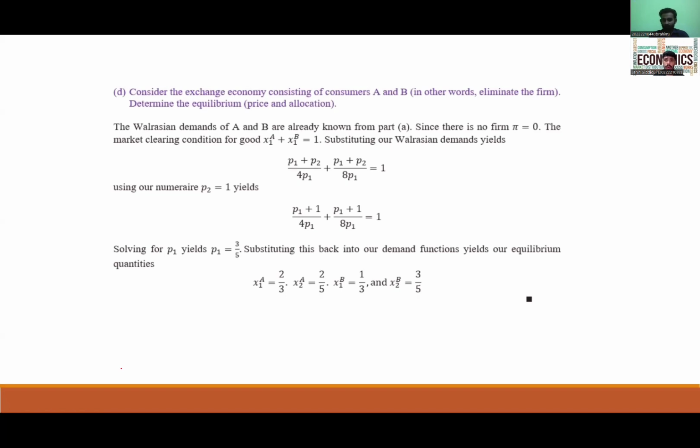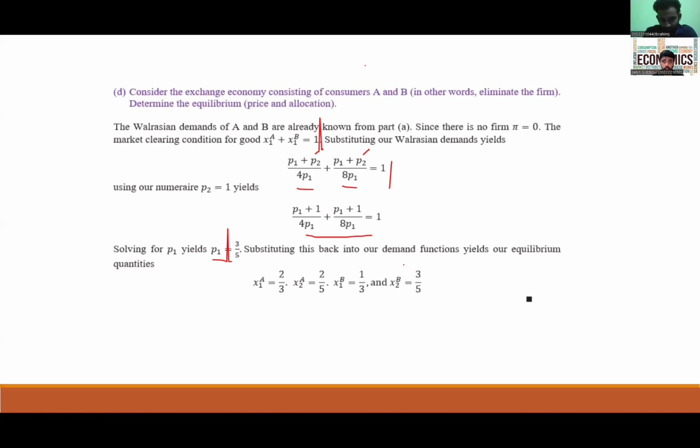And substituting our valuation demand yields this condition. Here, this is the value of X1A and this is the value of X1B that we have derived earlier, which is equal to 0. And using our numeraire P2 is equal to 1, which is given in our problem, we can plug in the value of P2 into this equation. Solving for P1, we get P1 is equal to 3/4.